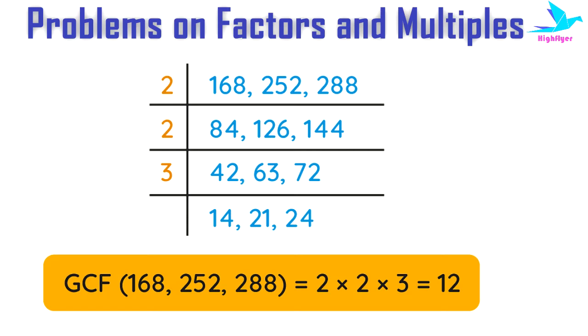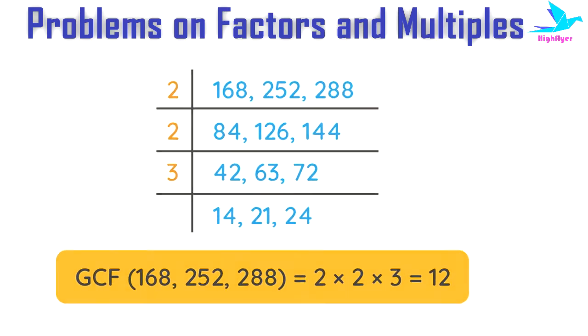Now as you can see, there is no further common factor which can divide the numbers 14, 21 and 24, so here we'll stop. And to find the greatest common factor, you have to multiply all the common factors. That means 2 into 2 into 3. The answer is 12. So friends, this is how we find the greatest common factor or the highest common factor.